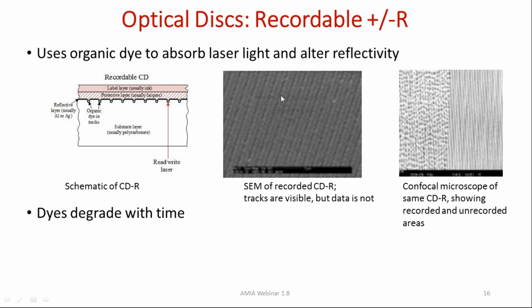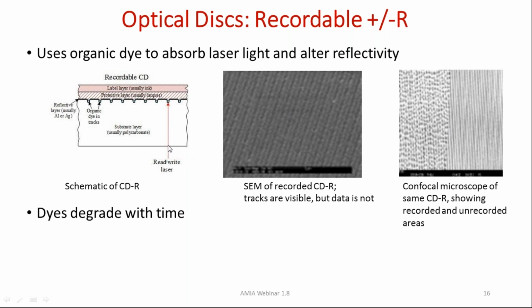But you can't see the data. On the previous one, you could see the bumps in there, and so you could see where the data was. This is recorded, by the way, but you can't see the data. Here is a confocal microscope picture of that same disc. We can see the unrecorded area and the recorded area here.